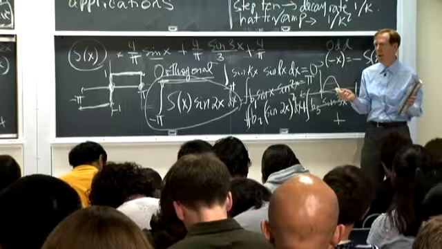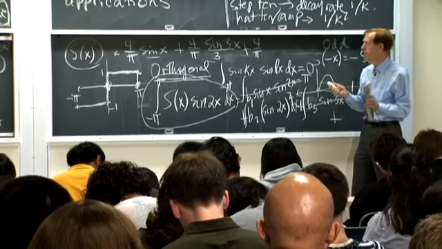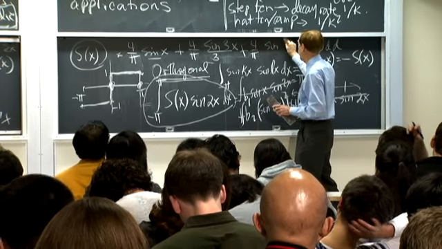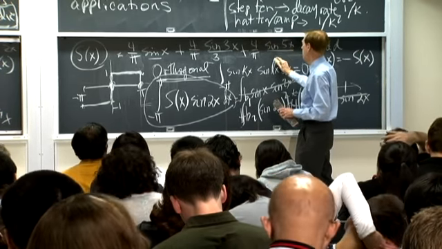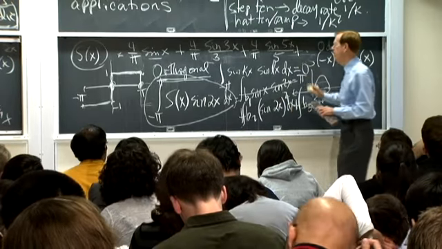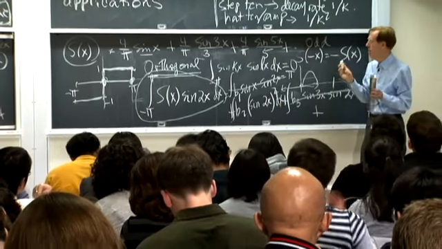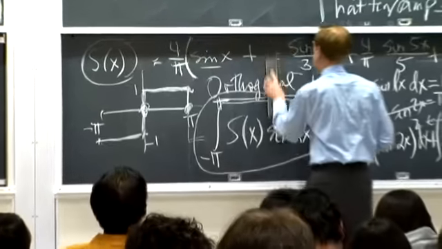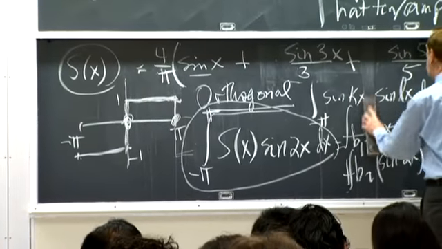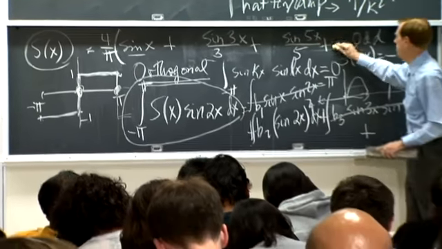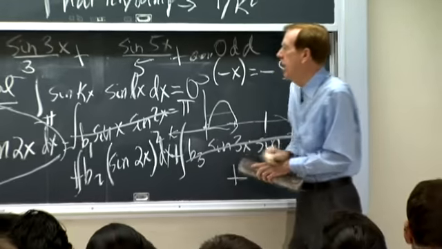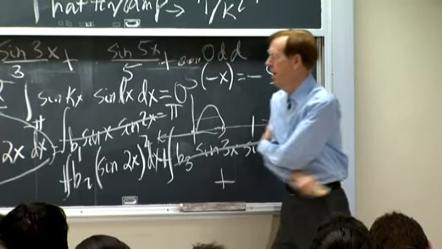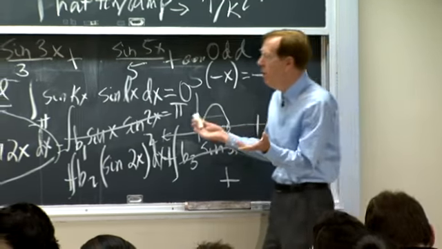Are you with me? So this is a typical, nice, important example. Sine of what? 5x divided by 5. Okay. That's a great example. It's worth remembering. Factor the 4 over pi out if you want to. 4 over pi times sine x, sine 3x over 3, sine 5x over 5. It's a beautiful example of an odd function.